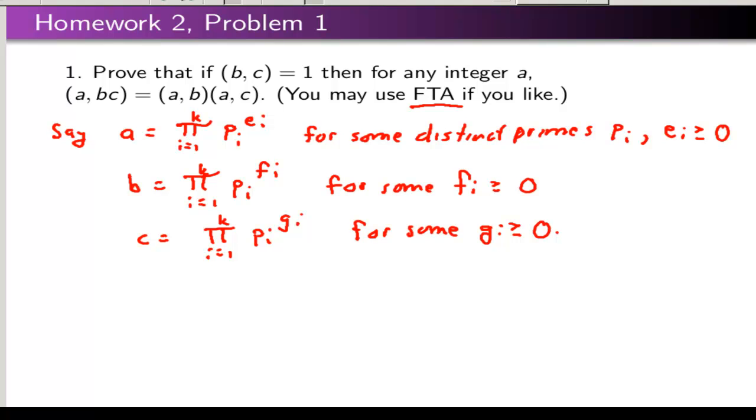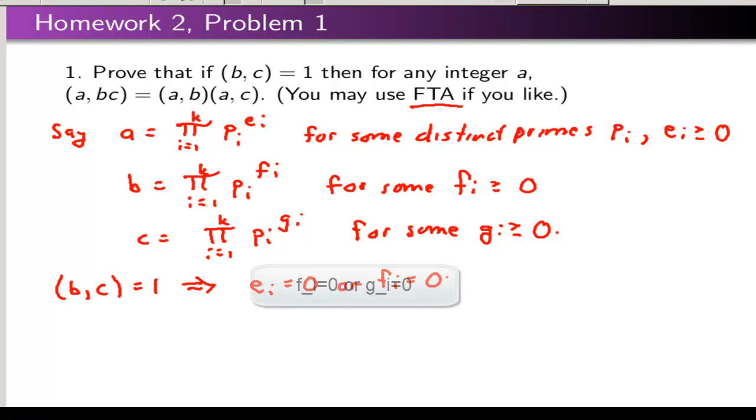Okay, then what does the GCD of b and c equaling 1 mean in terms of the prime powers? Well, that means that a given prime pi cannot occur in both b and c, so one of these two exponents has to be 0. So this would mean that ei is 0 or fi is 0 for all values of i.